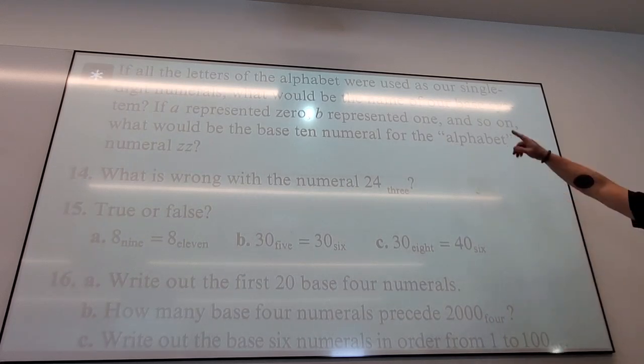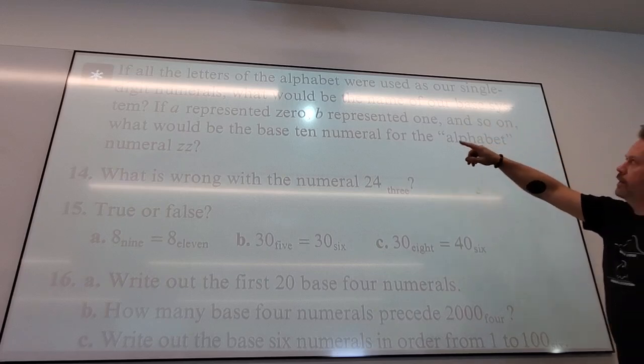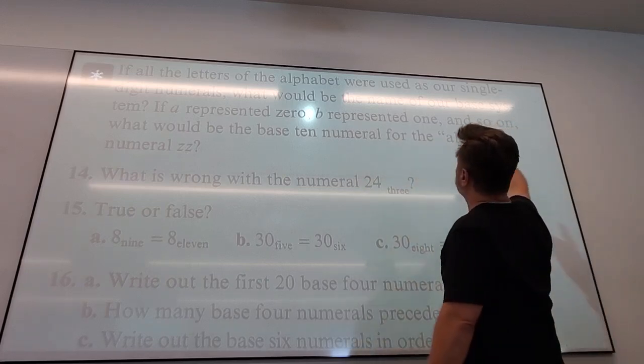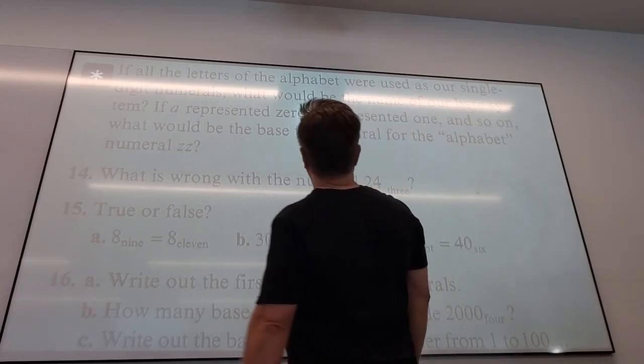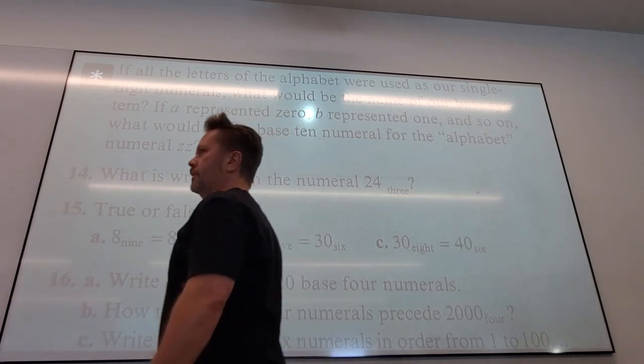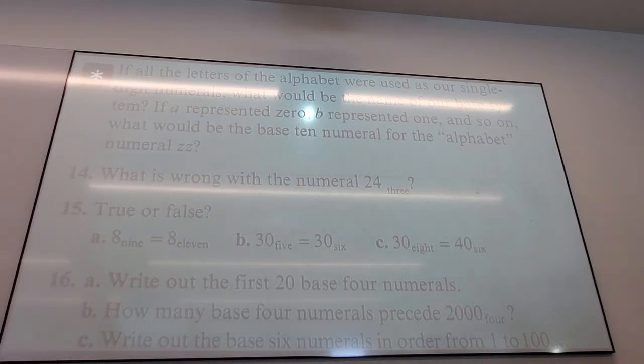So 13 says if all the letters of the alphabet were used, if they represented 0, would be the base 10 numeral for the alphabet numeral. Okay. So, how many single digit symbols do we have? You can do it. 10, beautiful. We have 1 through 9 plus a symbol for 0, correct? So in base 10, we have 10 symbols.